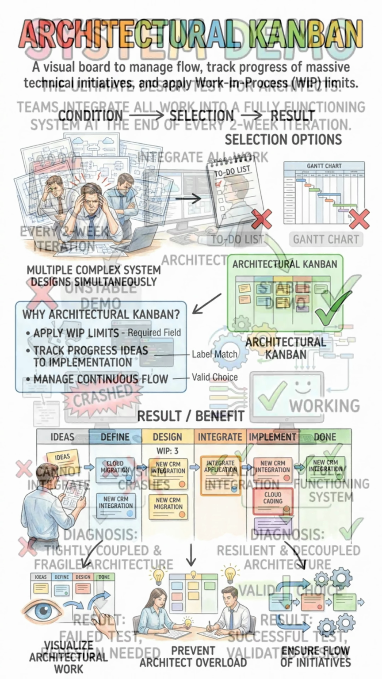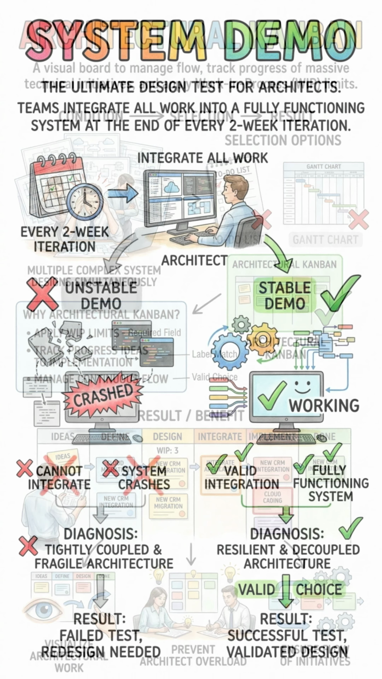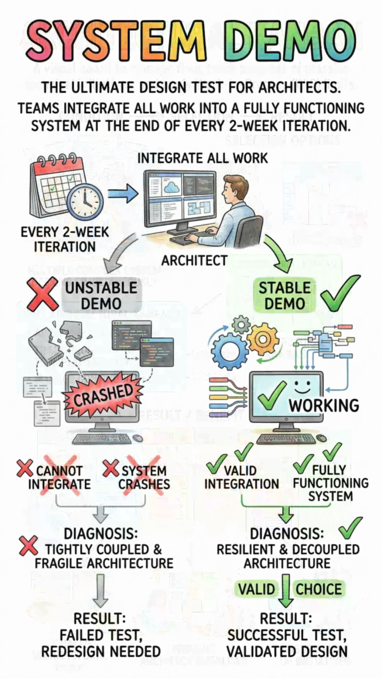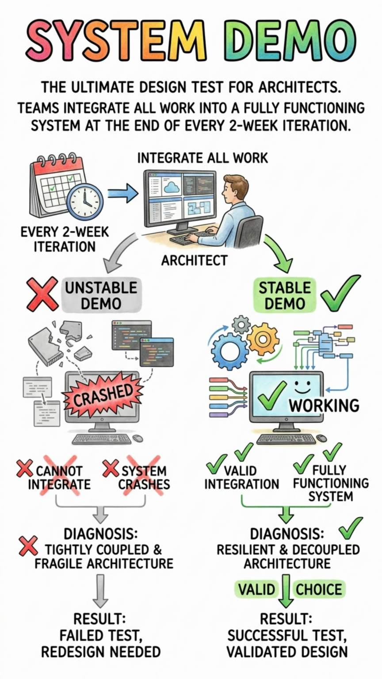Another concept the exam heavily focuses on is the system demo, which happens at the end of every 2-week iteration. The system demo requires the teams to integrate all their work and show a fully functioning system. For the architect, this is the ultimate test of your design. If the teams cannot integrate their code, or if the system constantly crashes during the demo, it is a glaring signal that the architecture is too tightly coupled or fragile.